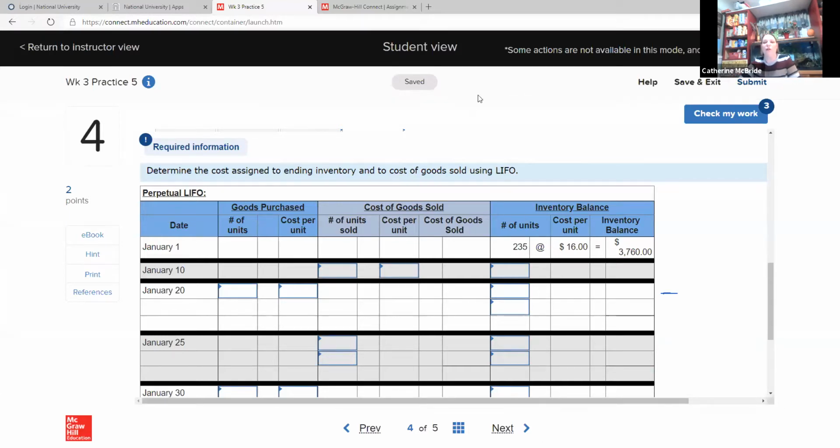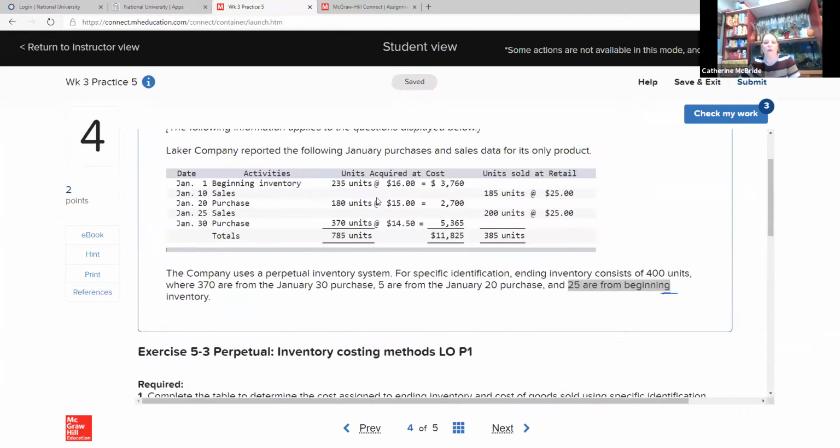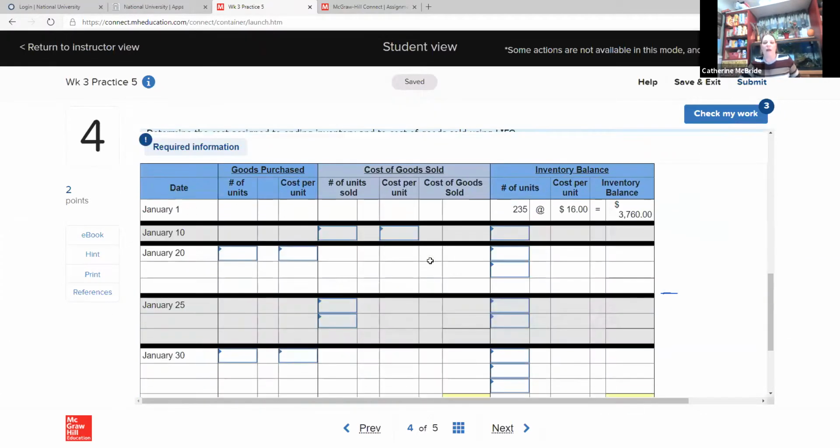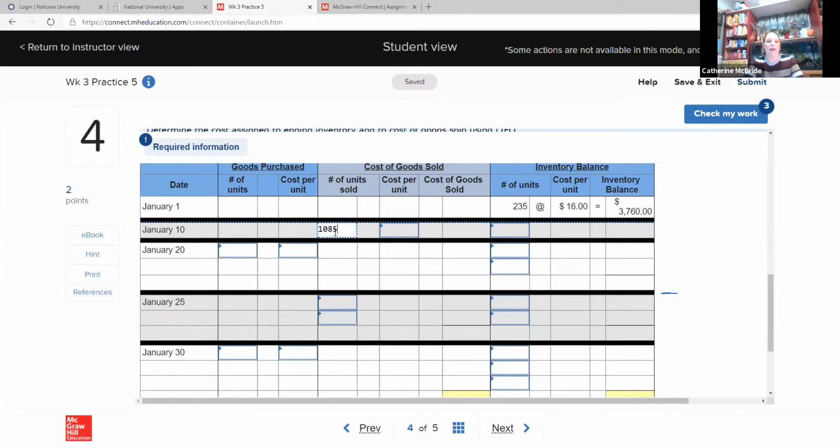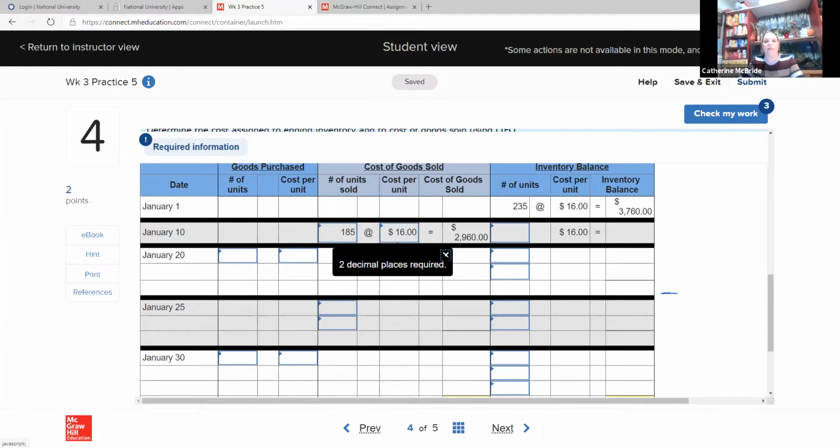We started with 235, and then the first period we sold 185. And they had to have been the $16 per unit because that's the only layer we have. So we have 50 left at $16. Nothing's different from what we just did.